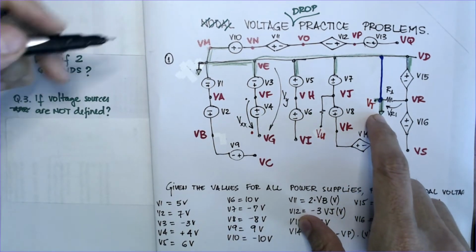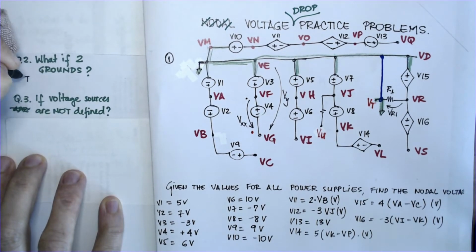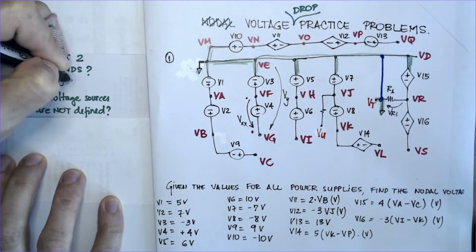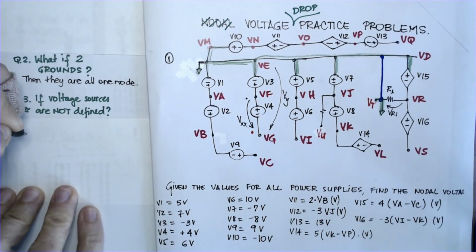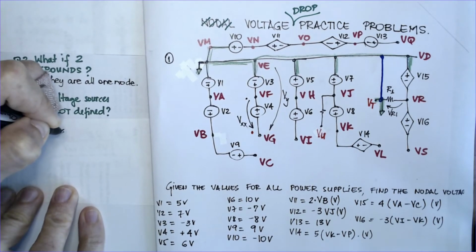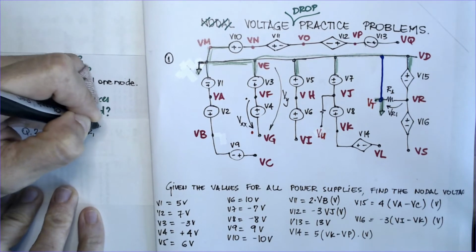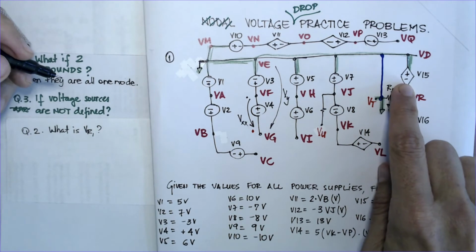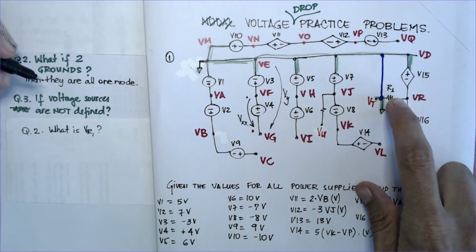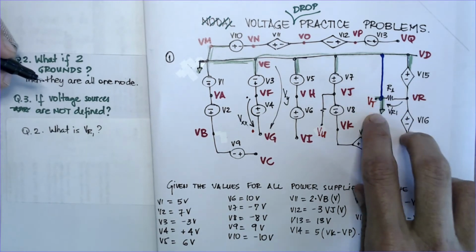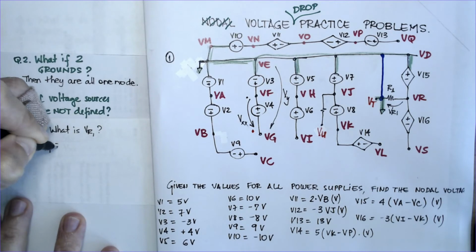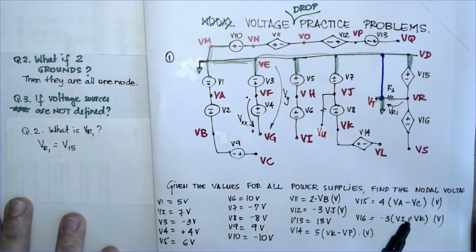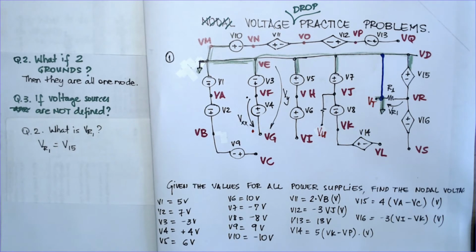This is now the two grounds. Let me first answer this question 2, then they are all connected, so they are all one node. And then a second question for Q2 is, what is VR1? These VR1 and V15 are in parallel because they share two nodes. So this ground and VR are the two nodes that R1 is in parallel with V15. So VR1 equals V15. Then you'd have to say what VA is and what VC is, and multiply by 4, subtract the 2, multiply by 4. I hope this answers the question.